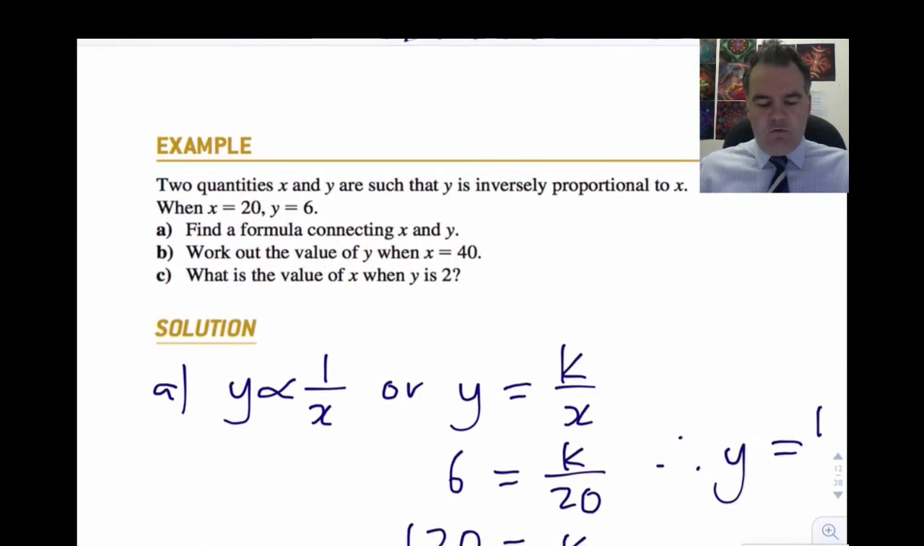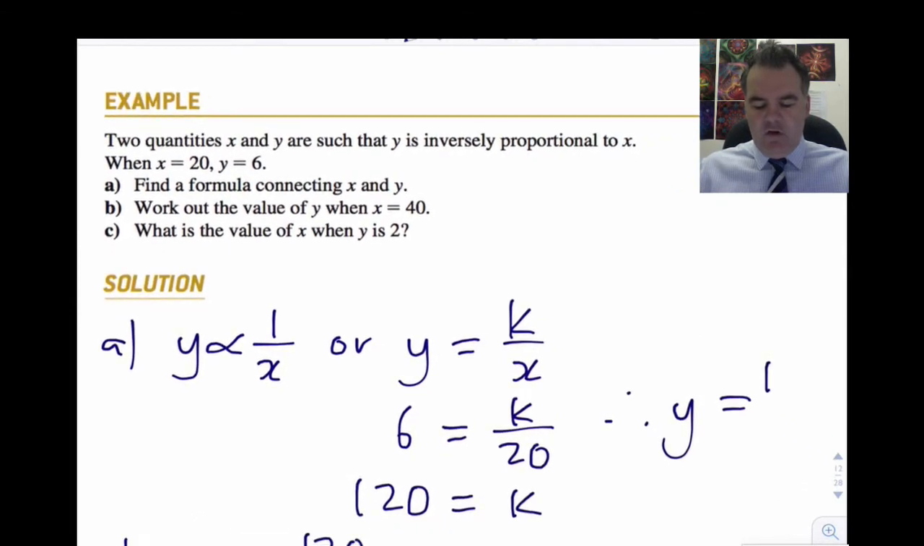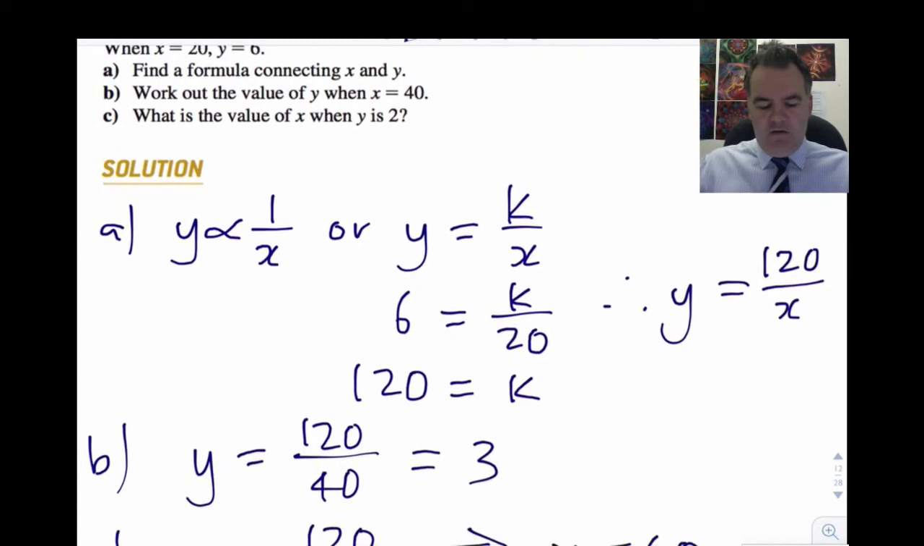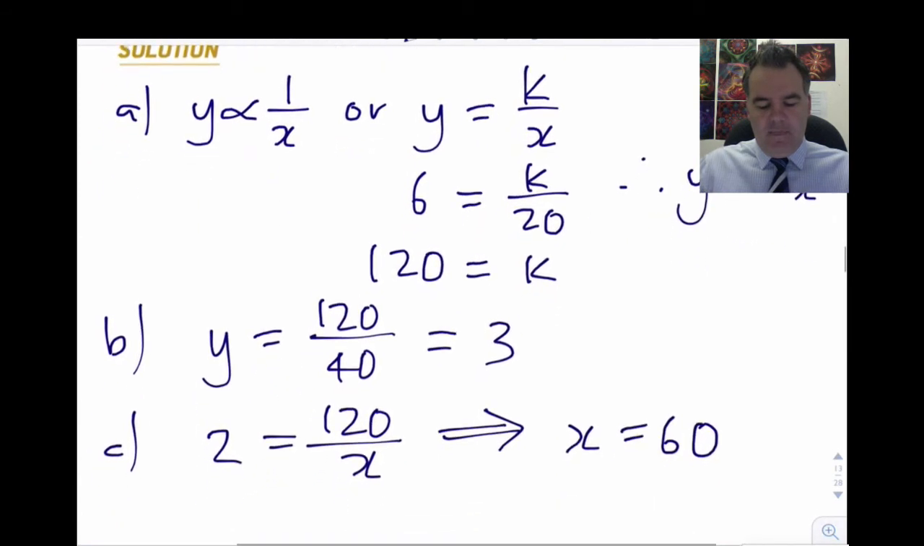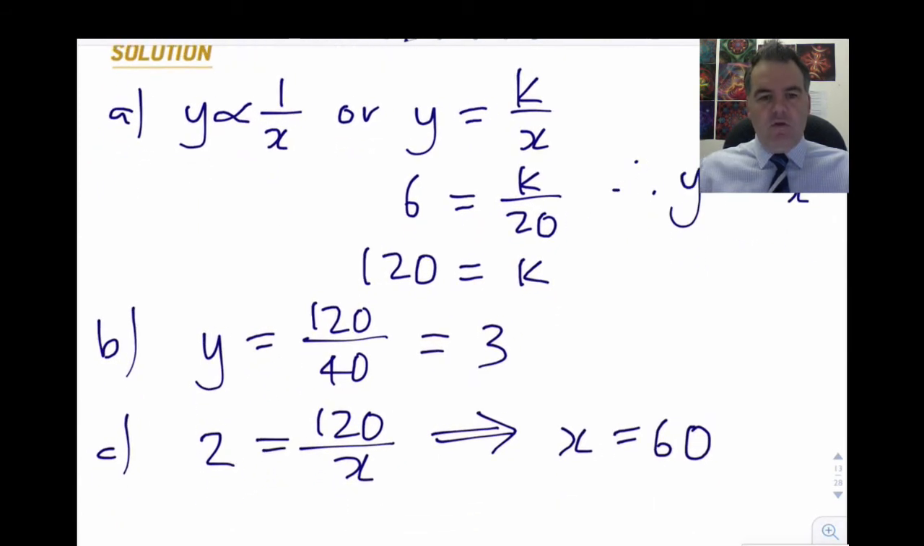So when x is equal to 20, y is equal to 6. Solving that equation, multiplying both sides by 20, we get that k is equal to 120. So the actual equation is y equals 120 over x. And now it's easy to work out the others. When x is equal to 40, y is equal to 3. When y is equal to 2, multiplying both sides by x divided by 2, x is equal to 60.